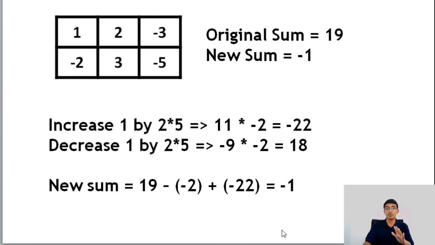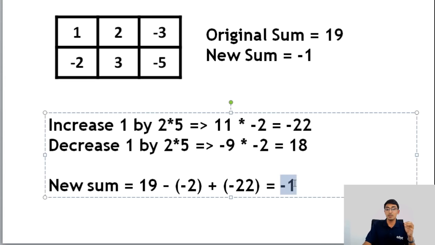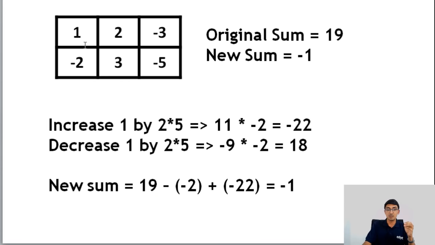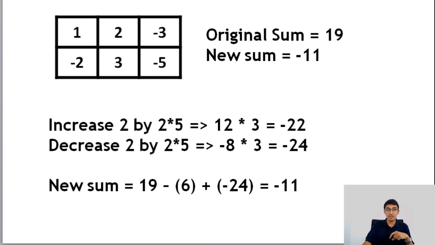So the bottom line here is, if we modify 1, then our new sum will be -1. So that is, we attacked the first element. Now we should try to attack the second element. Let's try to attack the second element over here. When we attack the second element, what happens?